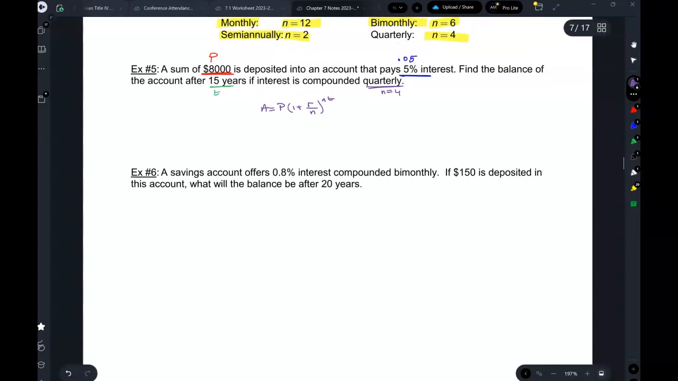So let's substitute all that stuff in. A is 8,000 times (1 plus 0.05 over 4) to the power of 4 times 15. That N, right, you put it into the equation twice.